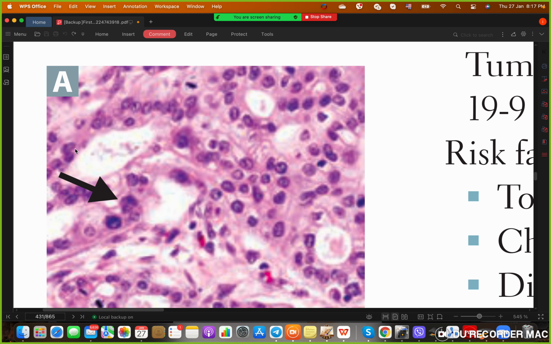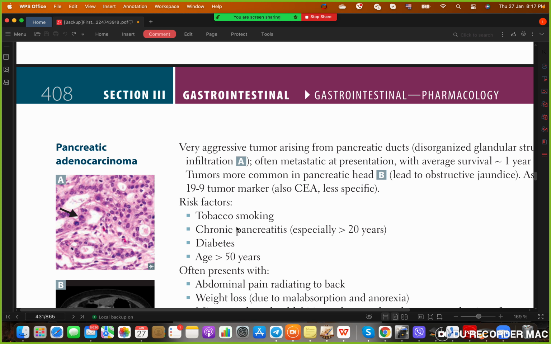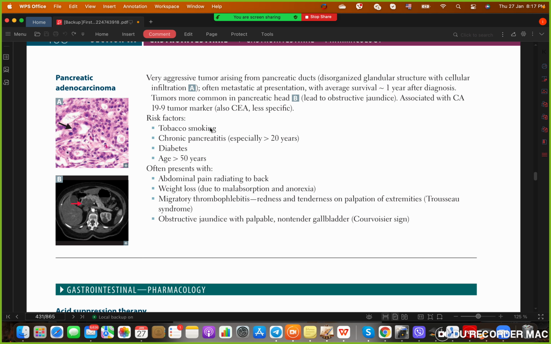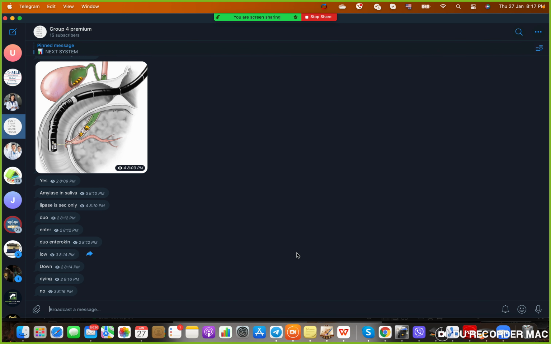As you can see here, there is a huge nuclear to cytoplasmic ratio. The nuclei are large. And anytime the nucleus is super big in the cell, that means these are cancer cells, because it requires a lot of DNA for division, which means it's cancerous cells. Often metastatic at the presentation, which means that the survival is really, really bad. So it's less than 1 year after the diagnosis. So the tumors are more common in the pancreatic head, which can lead to obstructive jaundice. Will the jaundice be painful or painless?